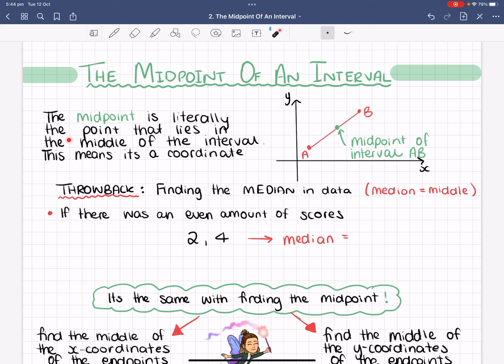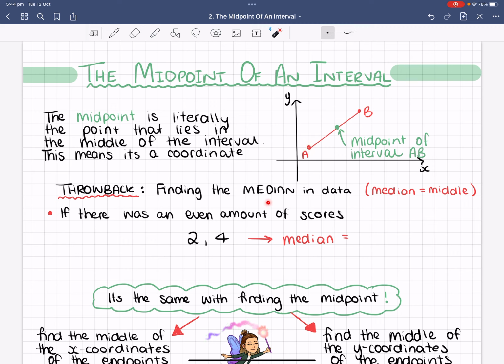So the midpoint literally is the point that lies in the middle of the interval, and because it's a point, it means it's a coordinate. So here, if we've got the interval AB, then that dot right in the middle is the midpoint of the interval AB. And this is also, like I said before, a coordinate, okay? So it's the middle of the x values and the middle of the y values.